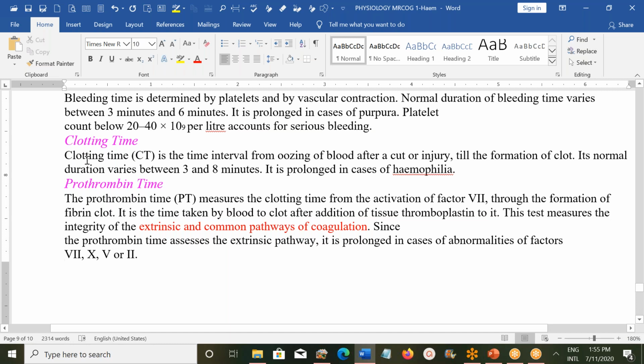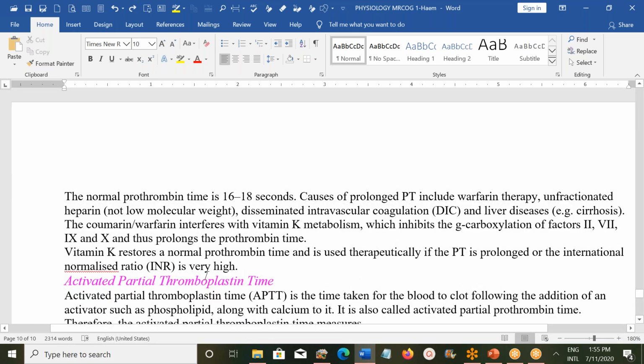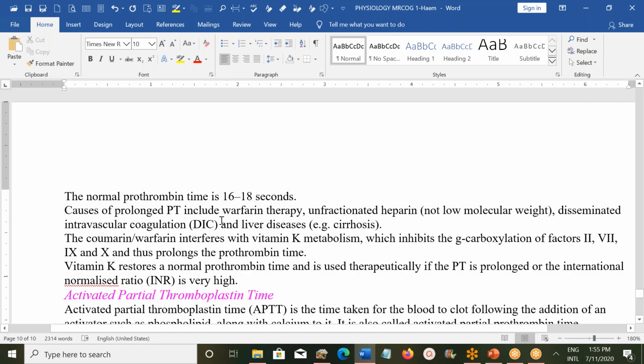That is the point. Factor 8, 10, 5 or 2. That is the point. The normal prothrombin time is 16 to 18 seconds. In some situations, the PT or the prothrombin time will be prolonged, like in cases of warfarin therapy, or the patient is getting unfractionated heparin, and it is not like the low molecular weight heparin. This is heparin, the unfractionated one. Then in DIC, and in cases of liver disease, like in cases of cirrhosis of liver.